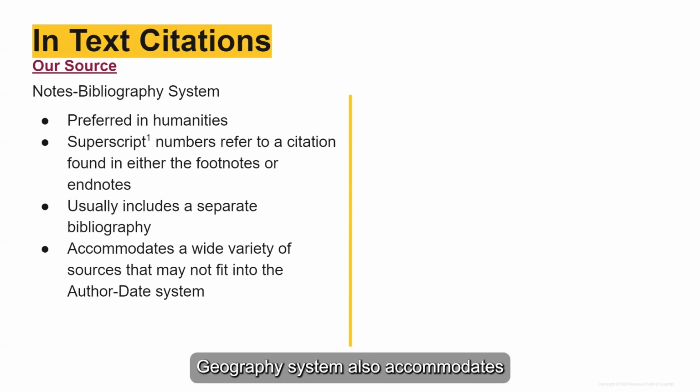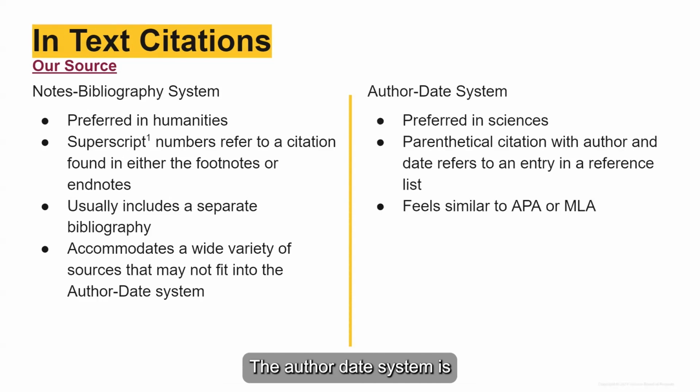The Notes-Bibliography System also accommodates a wide variety of sources that might not fit into the second system, which is the author-date system. The author-date system is the other way that you can cite in-text citations in Chicago style. It is preferred in sciences, and it includes a parenthetical citation with an author and a date, which refers to an entry in a reference list. This will feel and look similar to APA or MLA citation.